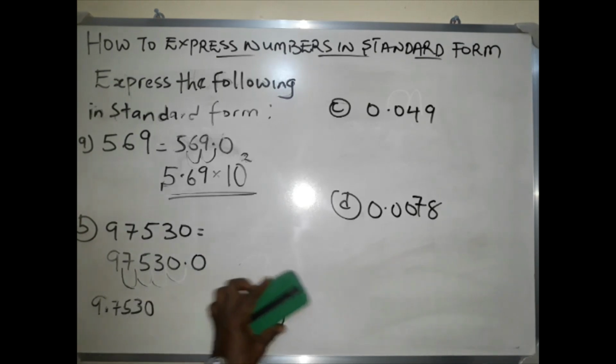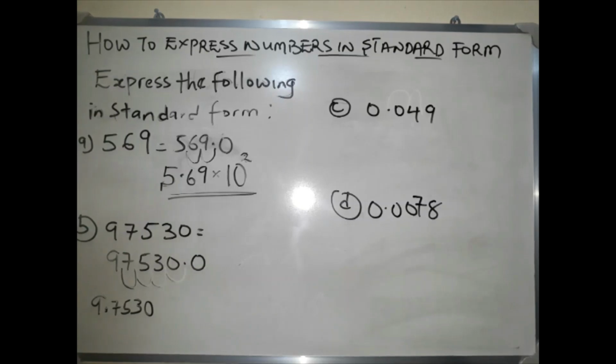Now, that will now give us our a, because a is a value between 1 and 10. So 9.7530 is between 1 and 10. So we'll now put our multiplication sign and then we put our 10. So we'll now ask the second question. What will be our value for our n?